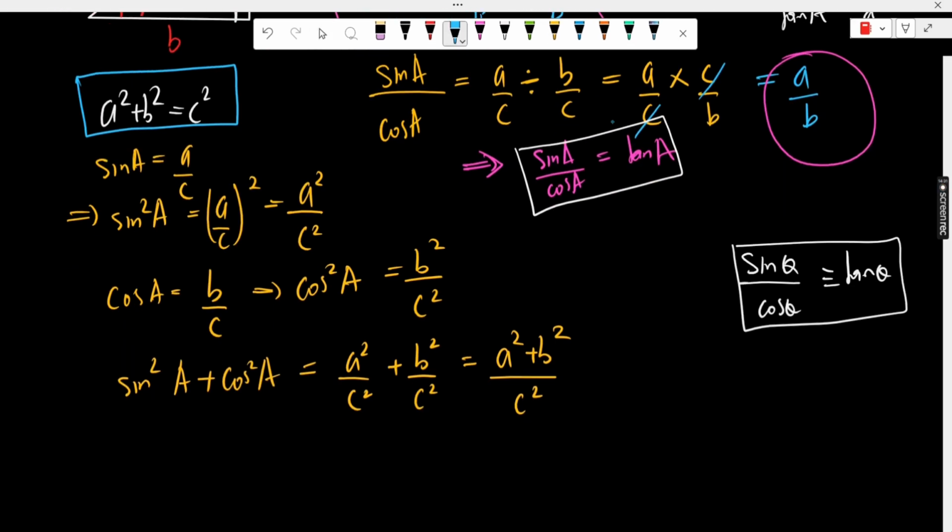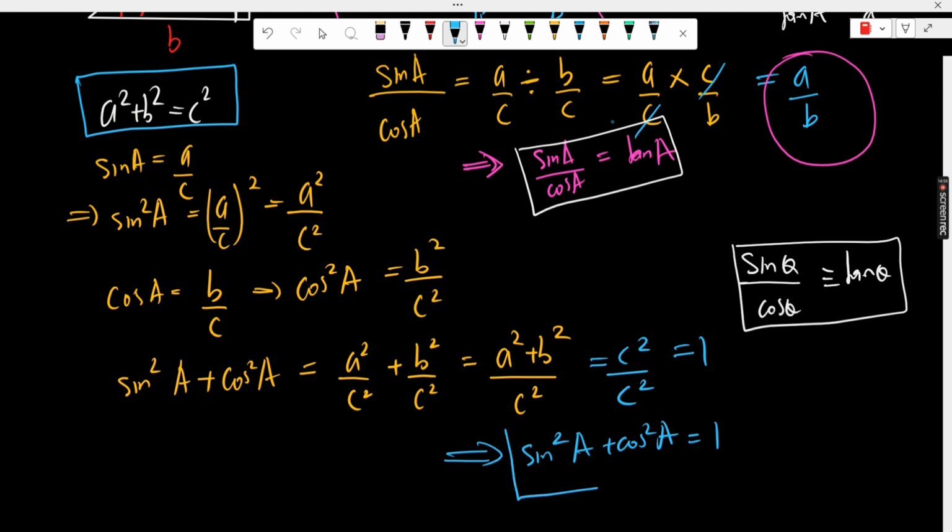And so this basically gives us C squared divided by C squared, which is therefore equal to 1. And from this, we can say that sine squared A plus cos squared A is equal to 1, or is equivalent to 1, due to the fact that Pythagoras' theorem is always going to be true. So from here, we can see that sine squared A plus cos squared A is equivalent to 1.